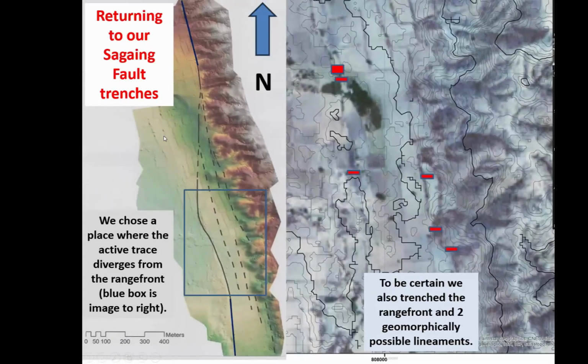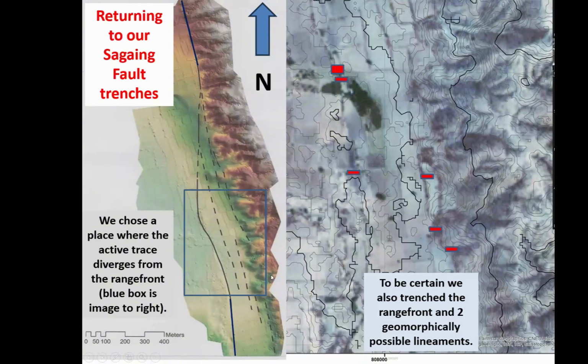Okay, let's get back to the Sagaing Fault and the Sagaing Fault trenches here. So again, we chose this place where the active fault is not up against the hillside. When the active fault is on the hillside, like I showed you in the drone images farther up, you can't see individual earthquakes being buried, okay?